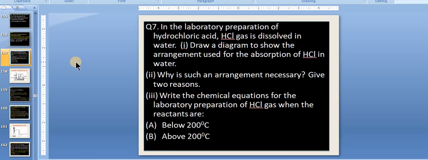Next question. In the lab preparation of hydrochloric acid, HCl gas is dissolved in water, right? Draw a diagram to show the arrangement used for the absorption of HCl in water. Normally, diagram based questions have not been asked for the last 5 years, but still the possibility is there. We cannot negate the possibility. Why is such an arrangement necessary? Give 2 reasons. Write the chemical equation for lab preparation of HCl gas when the temperature is below 200 and above 200. So now I will flash the answers. First and foremost, the diagram.